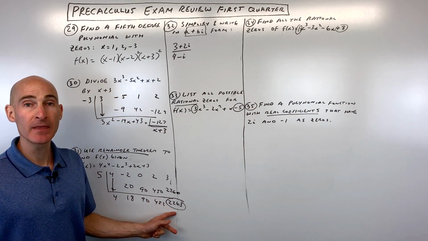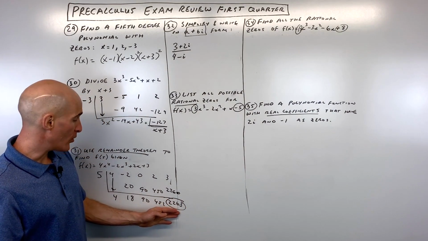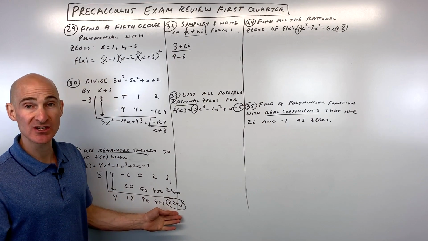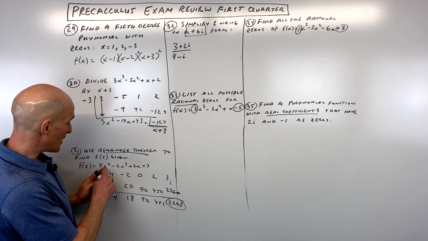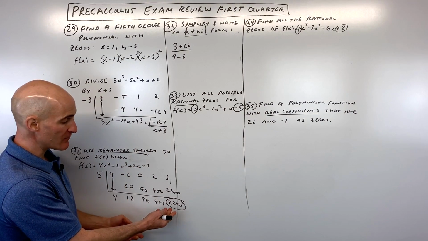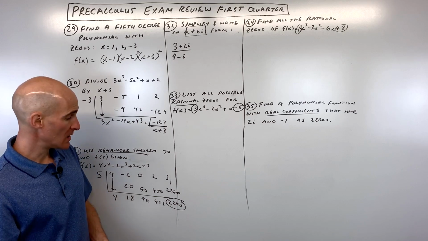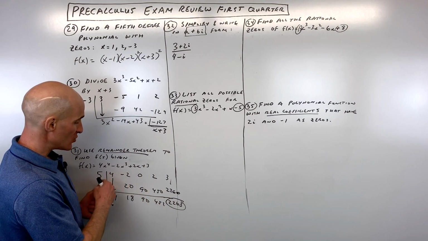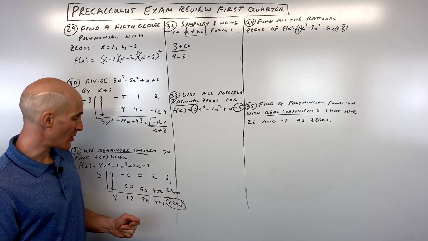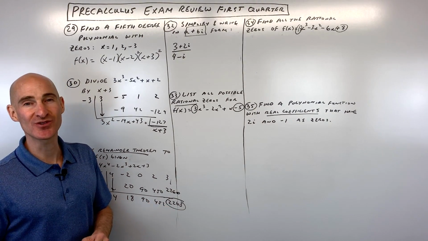And this last number here is the output. So basically, when you put 5 into your function, you're going to get out 2,263. You could also do direct substitution, put 5 in for x and simplify, but the remainder theorem is a little bit of a quicker way to find that output, using the same method we used when we did synthetic division. So the last number is our output, so f of 5 is 2,263.